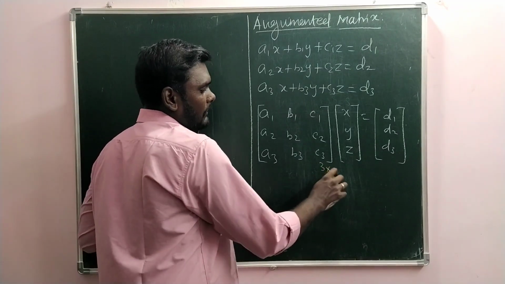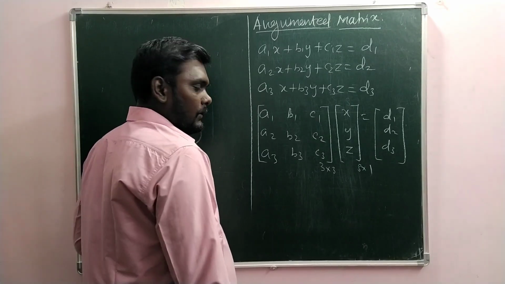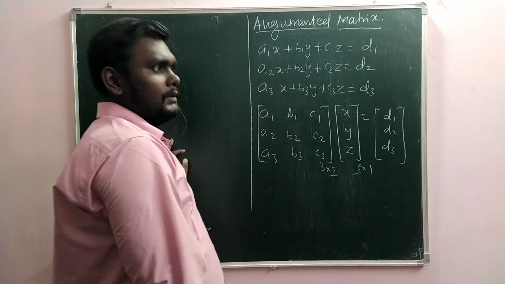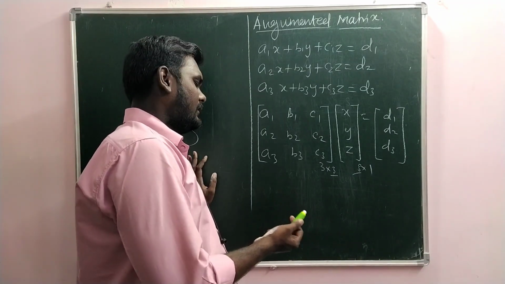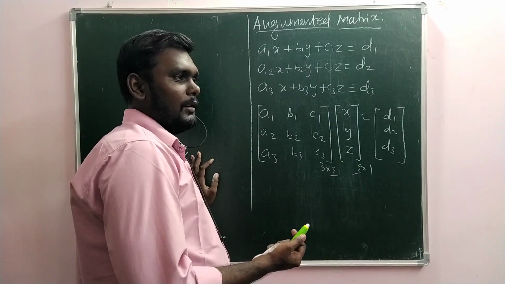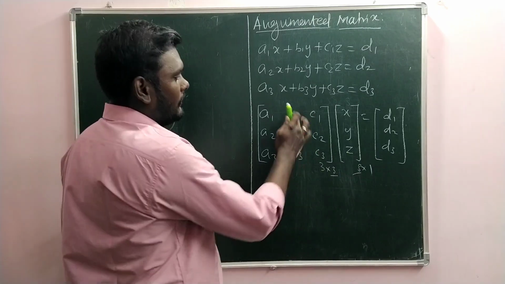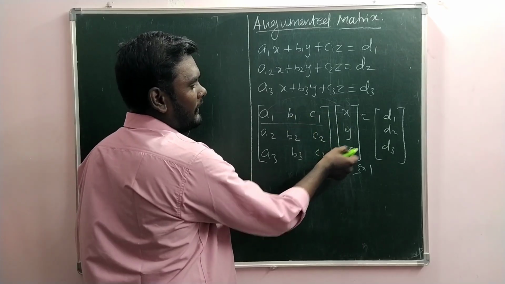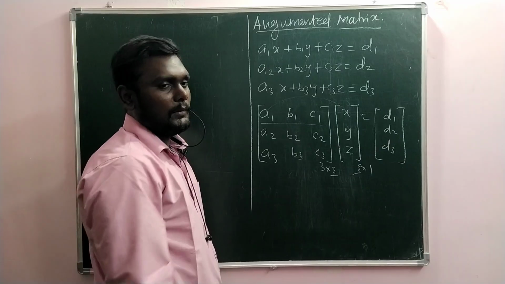This is of order 3 by 3, this is of order 3 by 1. So, what kind of matrix is it? Compatible matrix, I forgot. Compatible, okay. So if you multiply, we get a1x plus b1y plus c1z equals d1. The same equation I wrote in the matrix format.